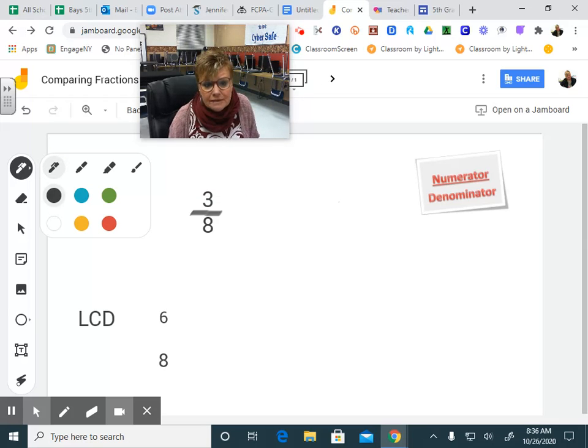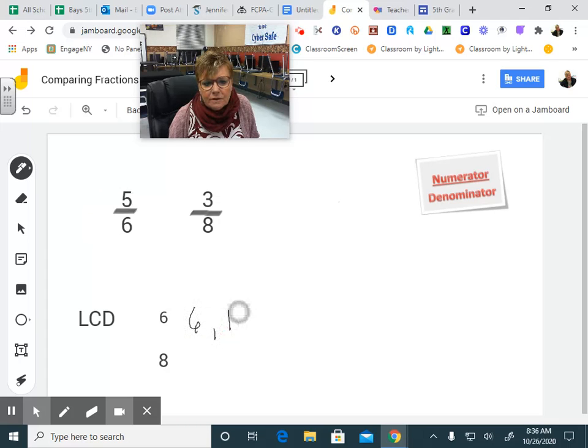If you're listing all your 6's, so we've got 6, and 6 times 2 would be 12, 6 times 3 would be 18, 6 times 4 would be 24, 6 times 5 will be 30. I usually go to 5 and then I stop. And I'll go on more if I need to later.